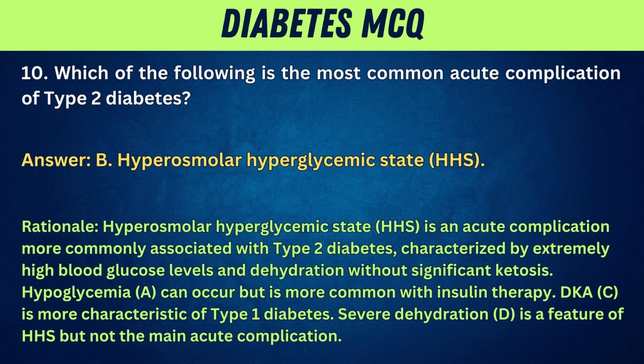Rationale: hyperosmolar hyperglycemic state, HHS, is an acute complication more commonly associated with type 2 diabetes, characterized by extremely high blood glucose levels and dehydration without significant ketosis. Hypoglycemia, A, can occur but is more common with insulin therapy. DKA, C, is more characteristic of type 1 diabetes. Severe dehydration, D, is a feature of HHS but not the main acute complication.